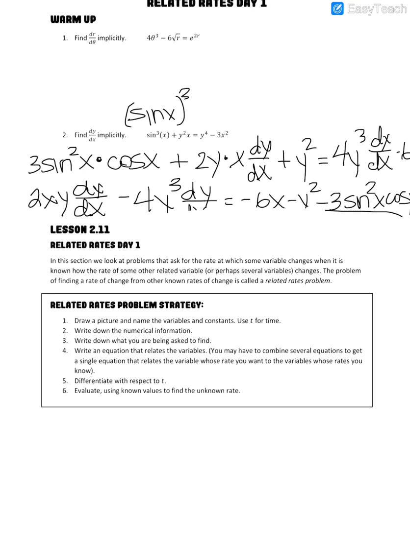All right, number 2, write down the numerical information. So just writing down everything that we know, that's going to be useful. Number 3, writing down what you were being asked to find. Number 4, writing an equation that relates the variables. You may have to combine several equations to get a single equation that relates the variable whose rate you want to the variables whose rates you know. So you do have to be a little bit creative sometimes. Differentiate with respect to t, and then evaluate using known values to find the unknown rate.